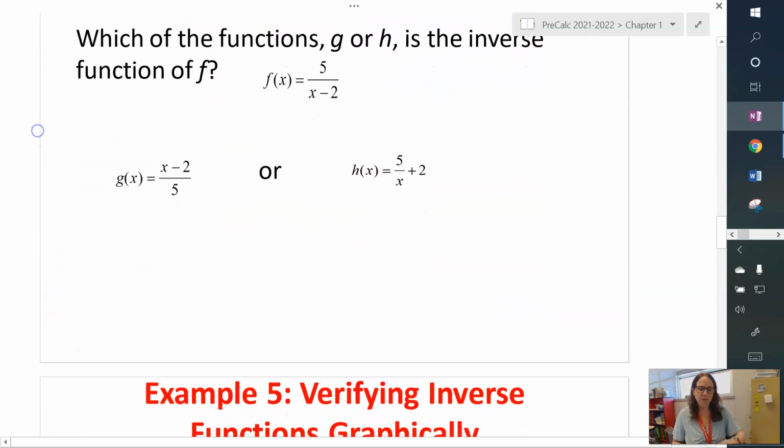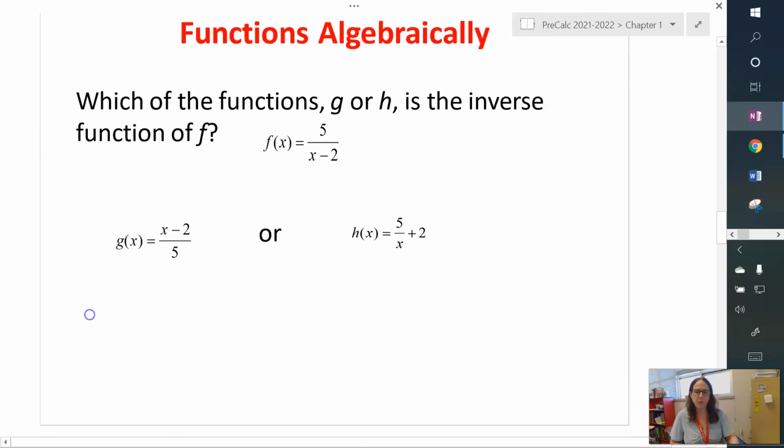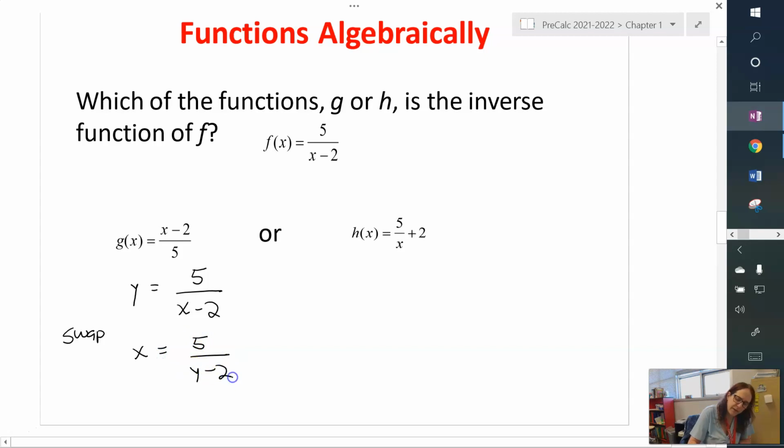All right, which of the functions g or h is the inverse of f? So here's what I'm going to do here. I'm going to just find the inverse of f of x, and then I'm going to compare and see which one it is. All right, rewrite as y equals 5 over (x minus 2). Let's swap x and y. So here's the swap. x equals 5 over (y minus 2). Now we're going to solve for y.